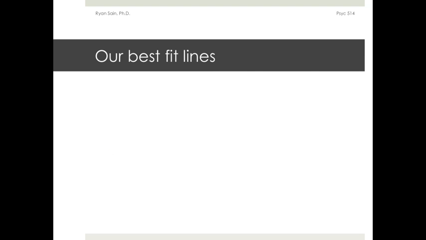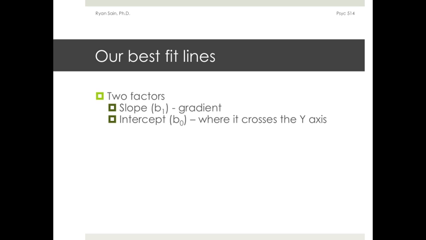So let's look at these best fit lines. Now here's where it's going to start to really get familiar. There are two factors in any line, if you recall what they are from algebra: slope, in other words the gradient, and the intercept, where it crosses the y-axis. So let's move forward here a little bit because it's easier to explain in this way. So there is our regression.